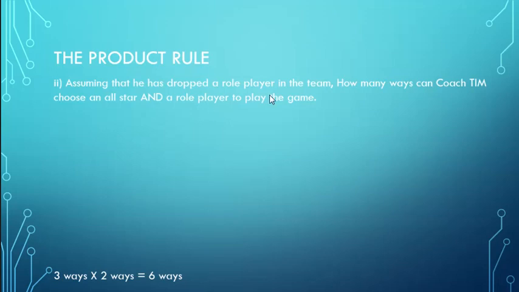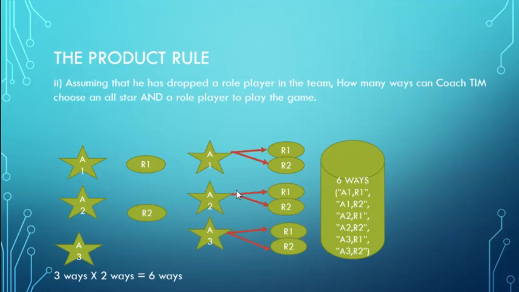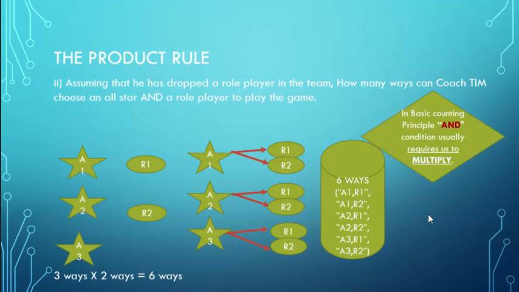Assuming that he has dropped a role player from the team, how many ways can Coach Tim choose an all-star and a role player to play the game? He now has 5 players, 3 all-stars and 2 role players. 3 ways times 2 ways is equal to 6 ways. And what are those 6 ways? It is A1 and R1, A1 and R2, A2 and R1, A2 and R2, A3 and R1, A3 and R2. 6 ways. In basic counting principle, the and condition usually requires us to multiply.